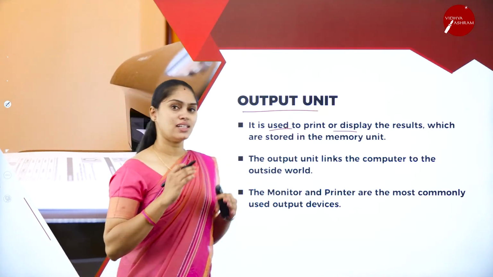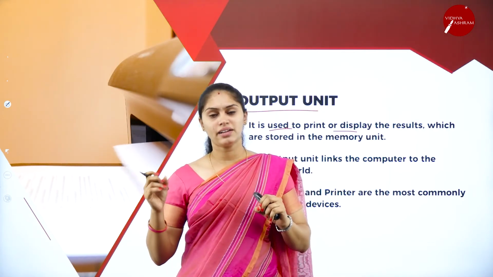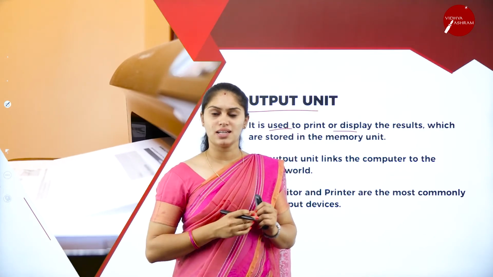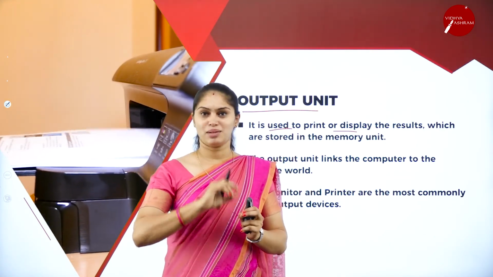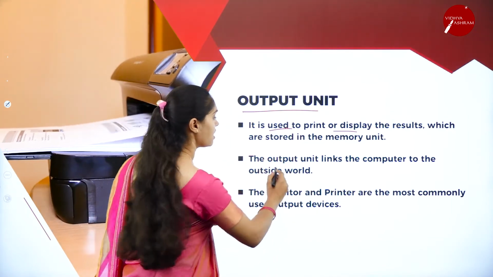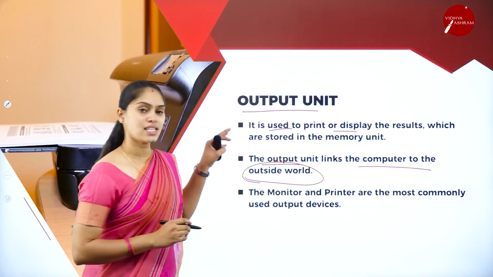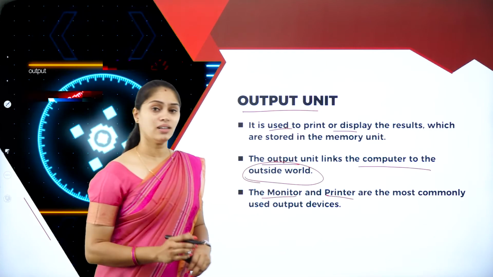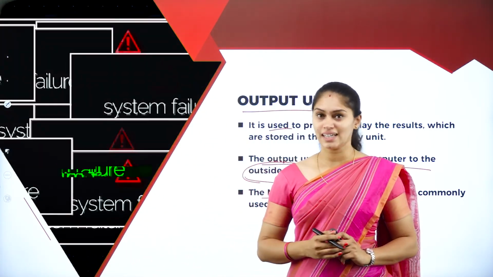It is just like the reverse of the input unit. The input unit connects the external environment to the computer system. But when it comes to the output unit, it connects the computer system to the external world. So the output unit will link the computer to the outside world or external world. Then what is the example? Monitor and printer are the more commonly used output units or output devices.